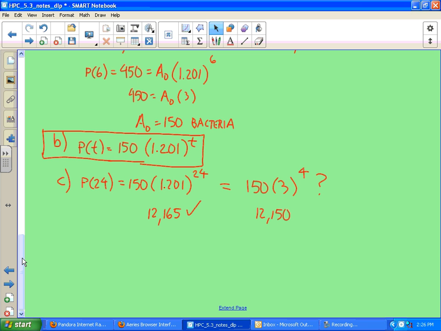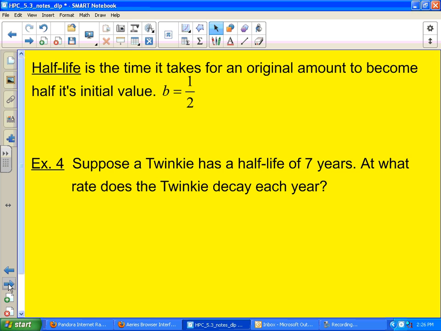As the exponent, could I use a decimal? So could you do 24 divided by 5 and get a decimal? Yes. Technically, you can do that. All right. So here it is, last one.